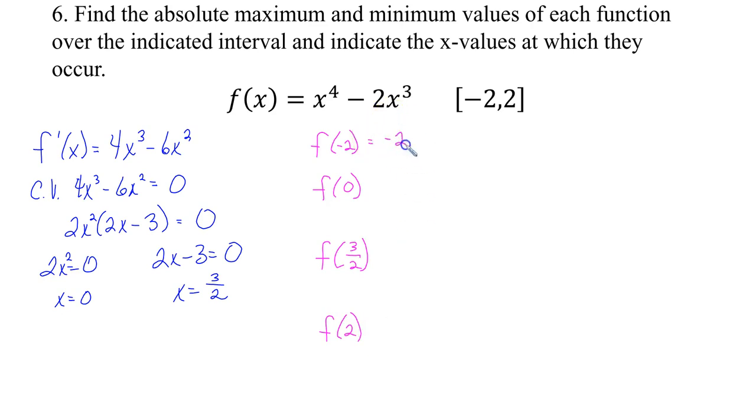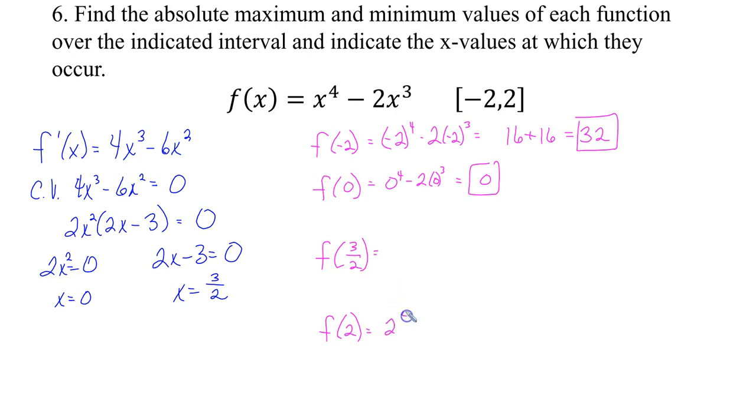So for this first part, negative 2 to the 4th power minus 2 times negative 2 cubed. So this is going to give me a positive 16. This is going to be a negative 8 times this negative 2, so plus 16, so this is going to give me a value of 32. F of 0 is going to be 0 to the 4th power minus 2 times 0 cubed, so this is going to give me a y value of 0. So these are my y values so far. 3/2, we'll come back and do that last. So let's do 2 to the 4th power minus 2 times 2 to the 3rd power. This is going to be 16 minus 16, which also gives me a value of 0.